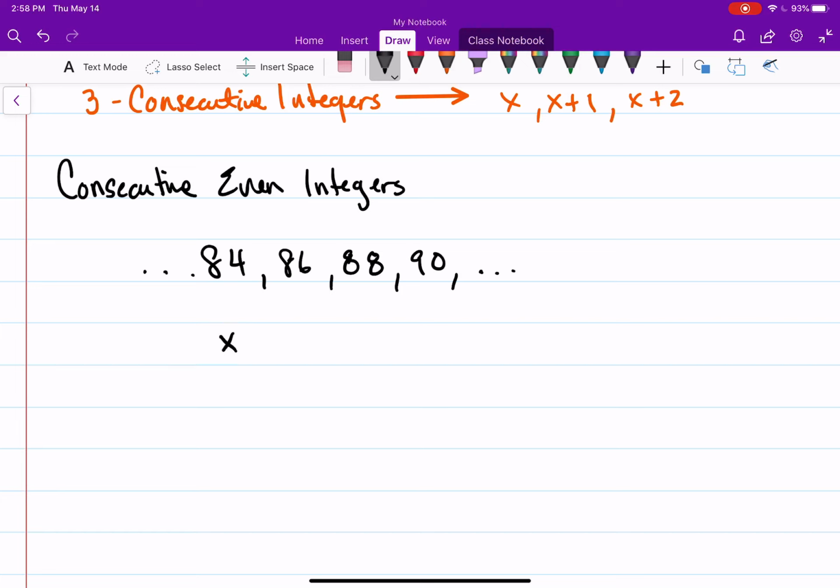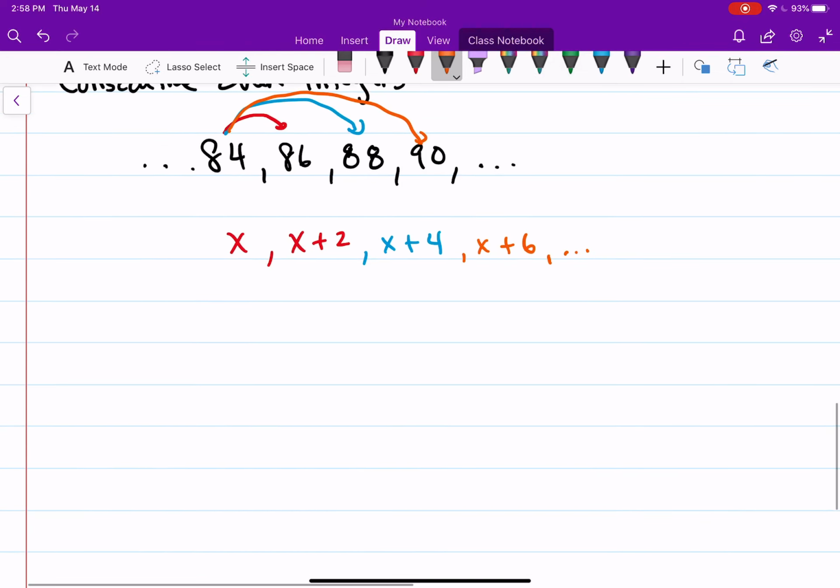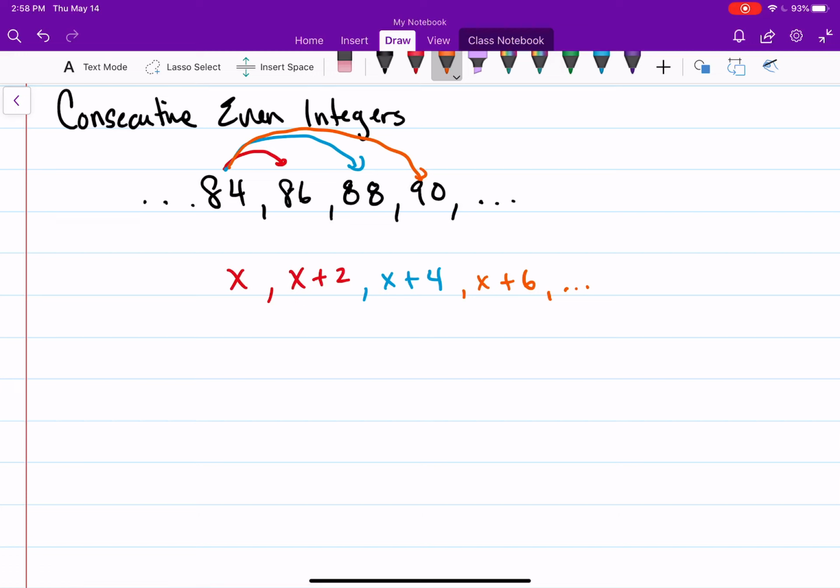So let's say I don't know what the first number is. So it's unknown, x. Well, what did I do to 84 to get 86? I added 2. So x plus 2. What did I do to 84 to get to 88? What did I do to 84 to get to 90? And so on, okay? And it goes by 2s, right? So perfect, all right? Well, let's look at odd numbers.